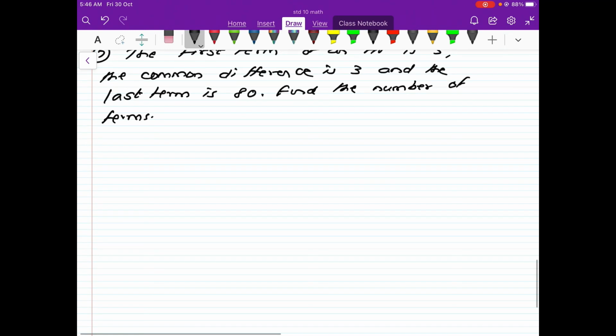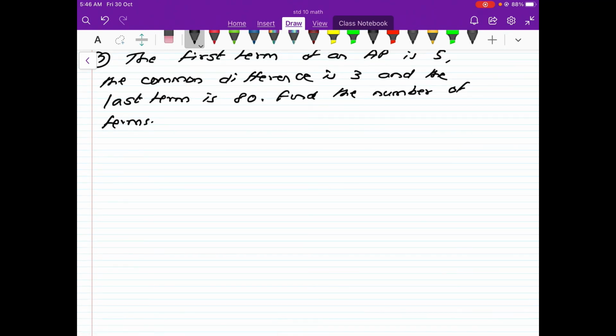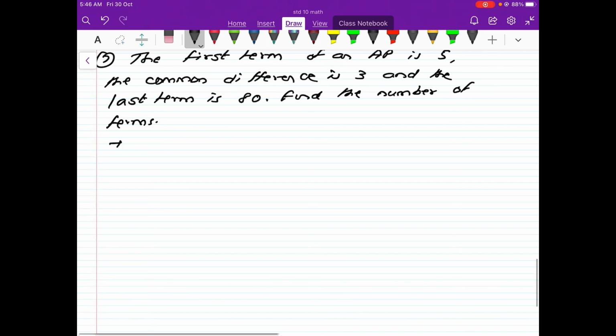Now we will just say this sum. The first term of an AP is 5. The common difference is given as 3 and the last term is given as 80. Now we have to find the number of terms. So what will we do? We'll first write down the data. A is given to us as 5, D is given to us as 3 and the last term an is given to us as 80. We have to find how many terms are there.